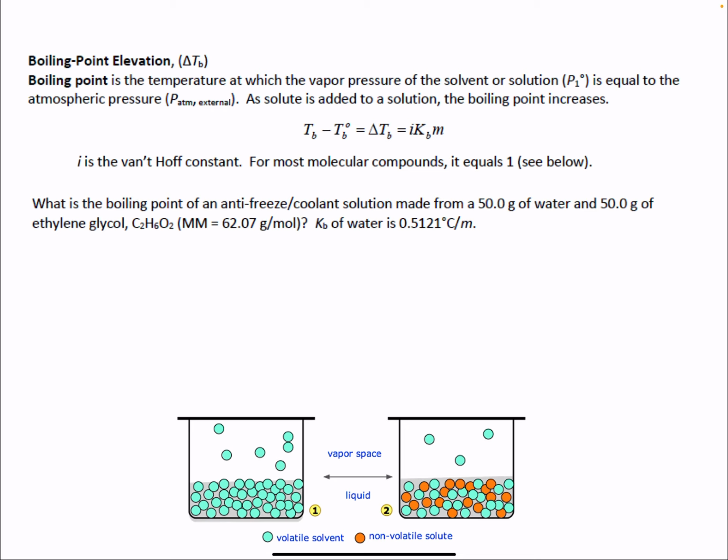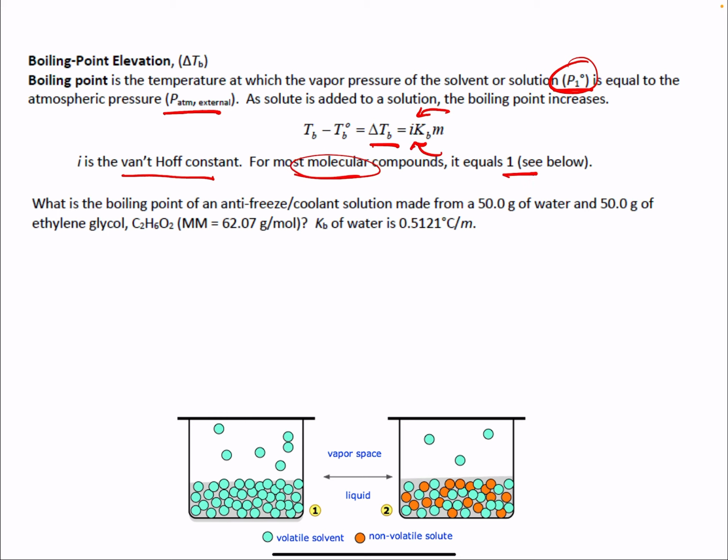So the kind of calculations we can do are this. So again, boiling point is the temperature at which the vapor pressure of the solvent or the solution, P naught, so right, this would be the normal vapor pressure, is equal to the atmospheric pressure. Right? As solute is added to the solution, the boiling point increases, right, as given by this equation. So boiling point elevation equals i. We're going to talk about this a little bit. This is called the van't Hoff factor, and for most molecular compounds, it equals 1, so we don't have to worry about it right now.